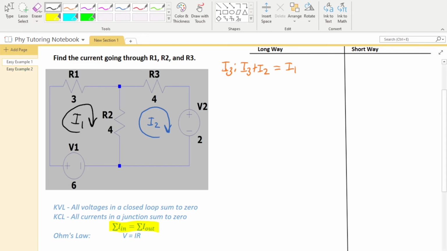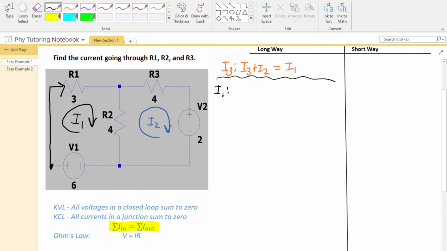Now let's get back into our mesh current method. So step one was to draw our loops and assume a direction. Step two is to analyze each loop individually. And I'm going to pretend to be a little electron on the path that I set out for myself. So I assume I'm going clockwise. I'm following my little path and I hit R1 here.